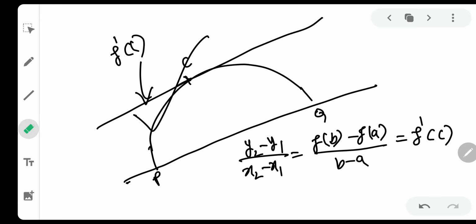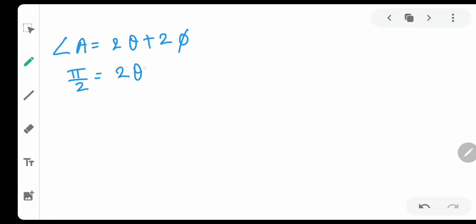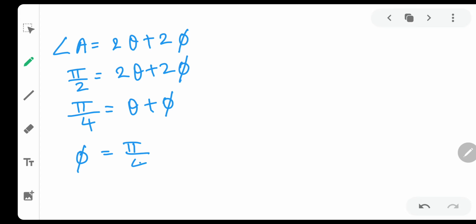So let us write down, angle A is equal to 2 theta plus 2 phi. I am interested in phi actually. But angle A is nothing but 90 degrees, which is pi by 2. So pi by 2 is equal to 2 theta plus 2 phi. Let us divide both sides by 2. So this will be pi by 4 equals theta plus phi. So phi will be equal to pi by 4 minus theta.